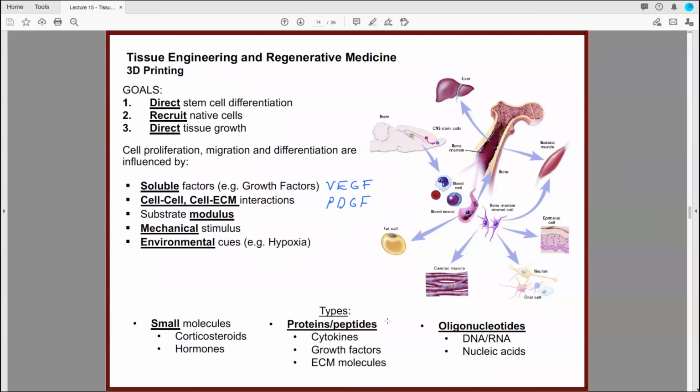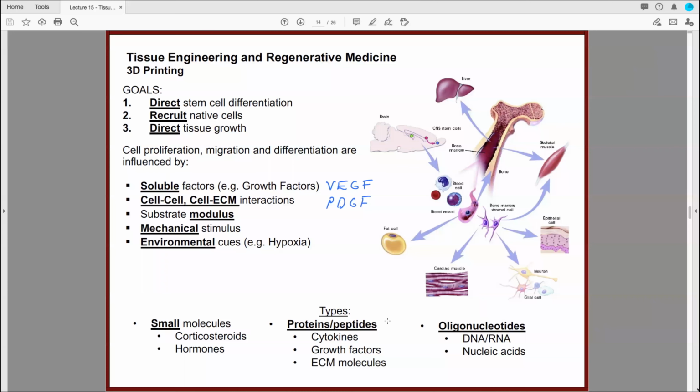Now, there's lots of different types of molecules which influence those three factors: the proliferation, migration, and differentiation. So we can look at small molecules, things such as corticosteroids. Corticosteroids have an influence over cellular adhesion. Things such as hormones, again, that kind of buys into the growth factor side of these things. We can have proteins and peptides, and that's the presence of things such as these cytokines, these growth factors, and the ECM molecules.